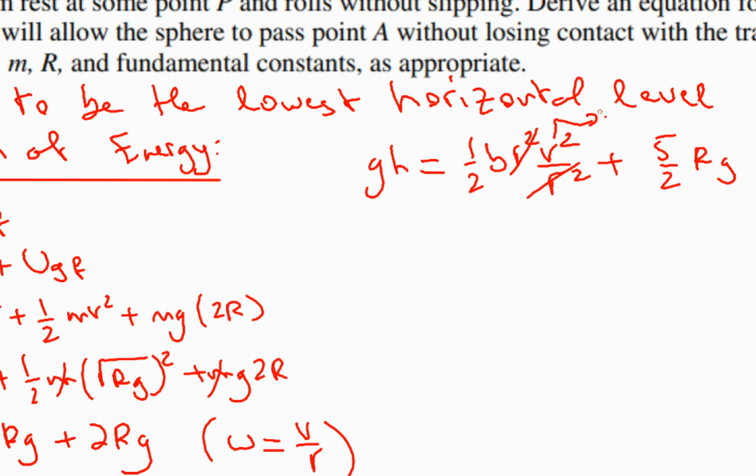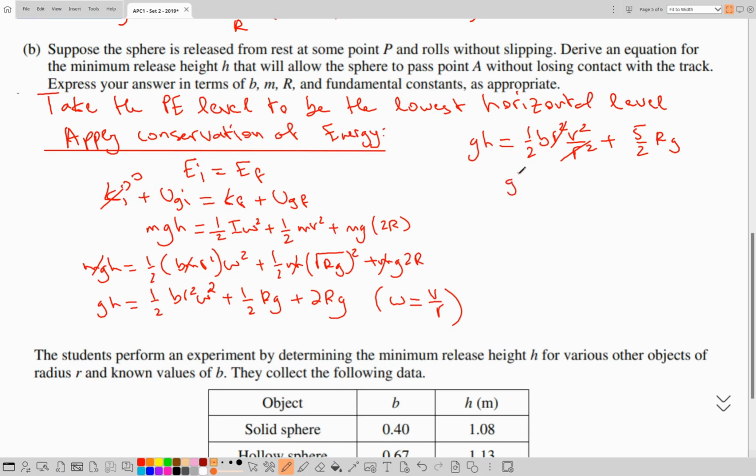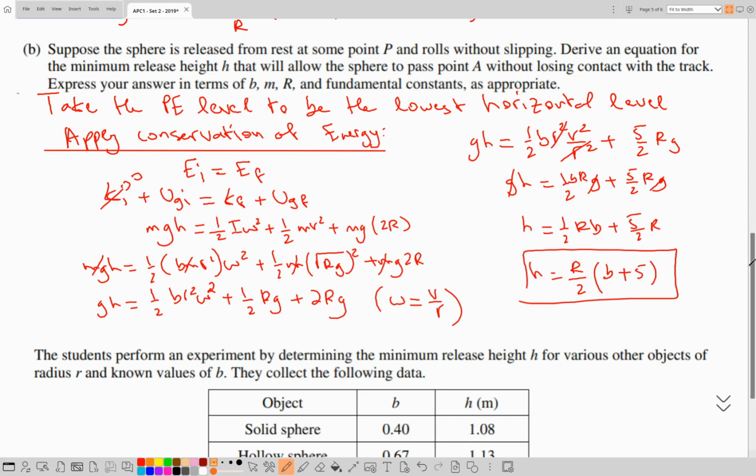Again, v should be replaced by radical rg, so that would be gh is equal to half, now radical rg with power 2 cancel, so that would be rg plus 5 over 2 rg. Now we don't forget the b, which is here. Then g with g cancels, so h is given by half rb plus 5 over 2 r. Then finally h can be written as, we can factor out r over 2, so that would be r over 2 into 5 plus b, or b plus 5. And now we can continue.